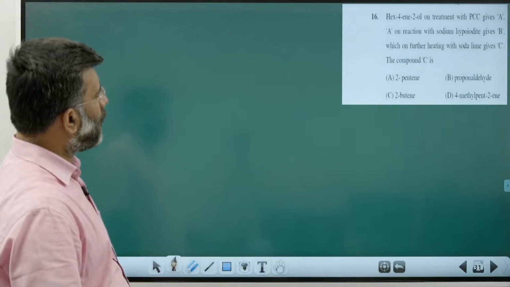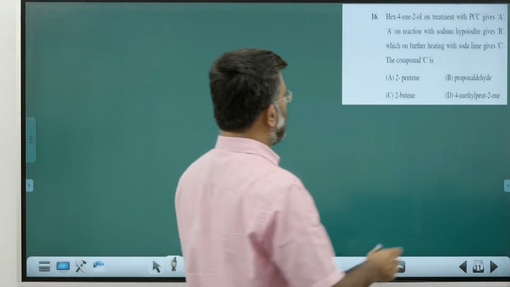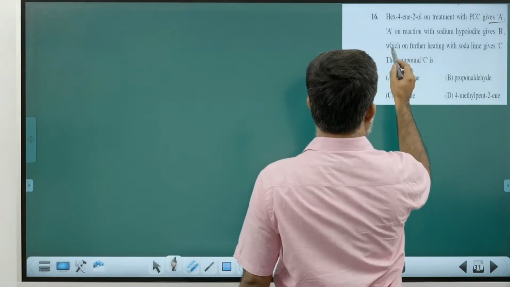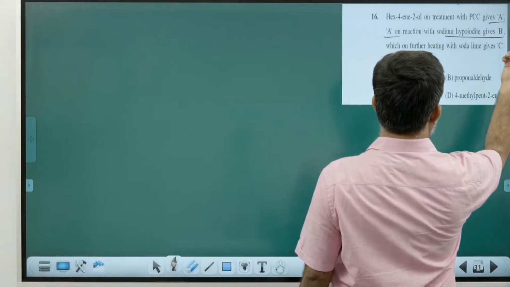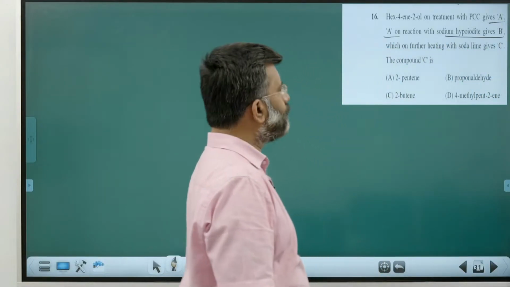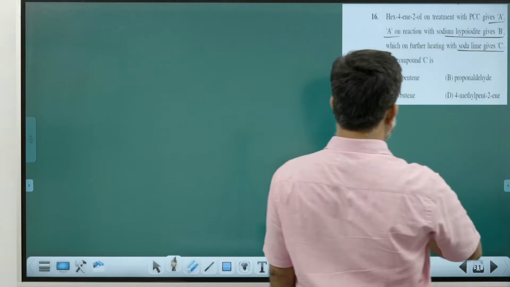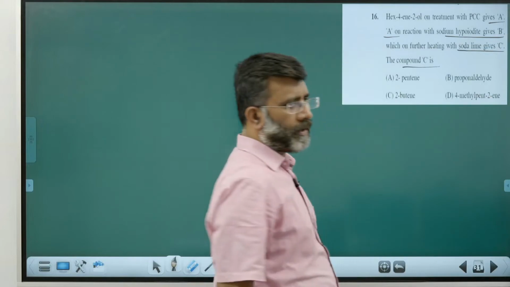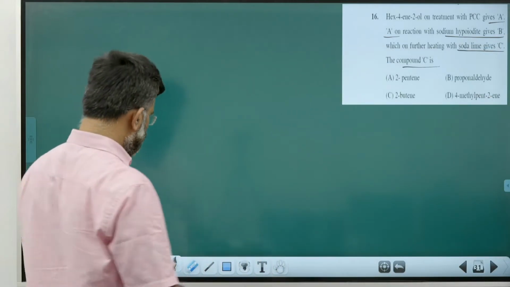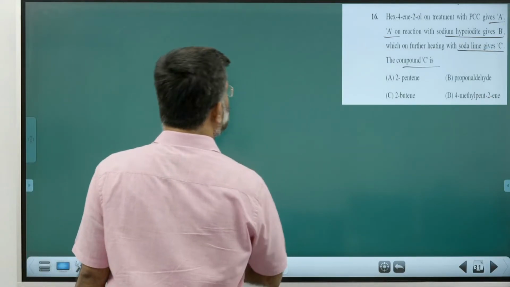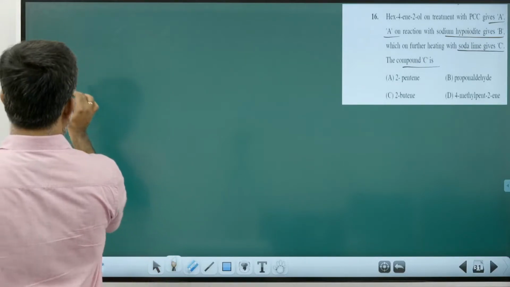Hex-4-ene-2-ol treatment with PCC gives A. A reaction with sodium hypoiodide gives B, which on further heating with soda lime gives C. We want to find what C is. Let's investigate hex-4-ene-2-ol.